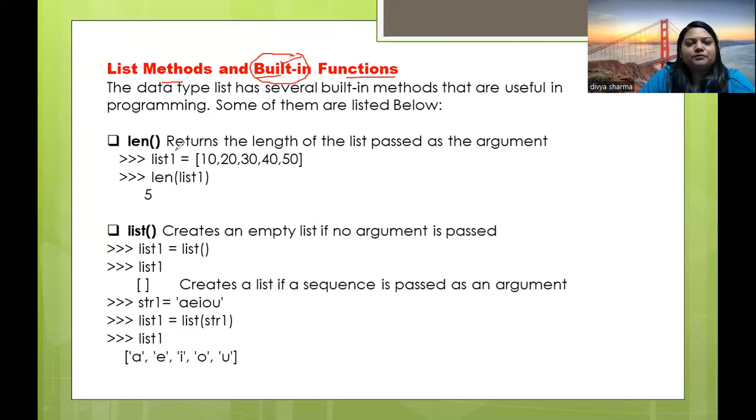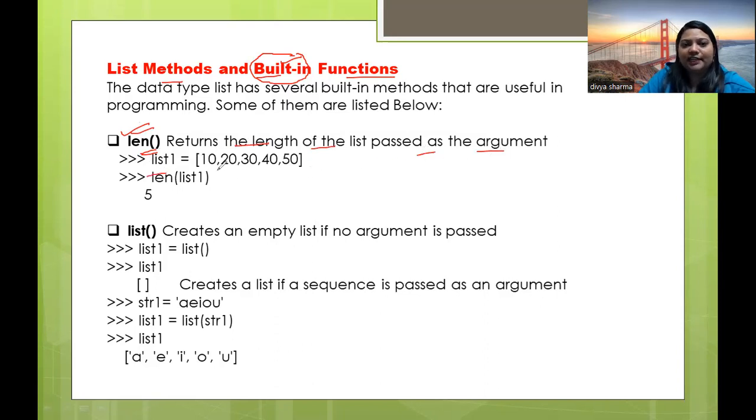So the first function is the len function. We can also call that function a method. Methods, functions, all these things are the same. So the first one is the len function. The len function is basically used to find out the length of the given list, meaning it returns the number of elements present in the list. So it returns the length of the list passed as an argument.